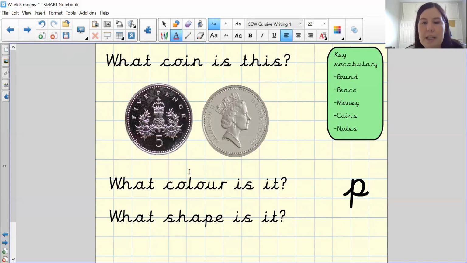So let's have a look at another type of pence. This is a 5p coin. And again, draw your 5p coin now and tell me what colour it is and what shape.